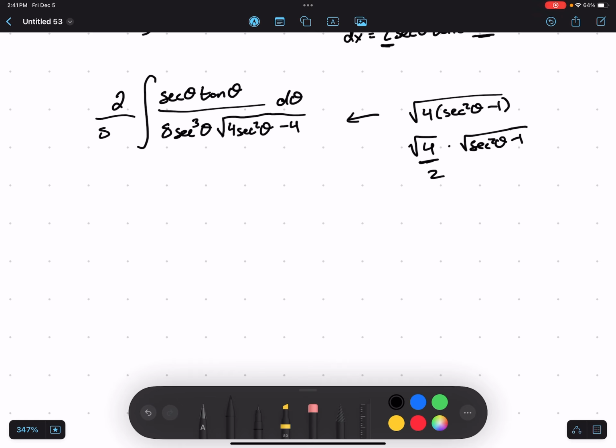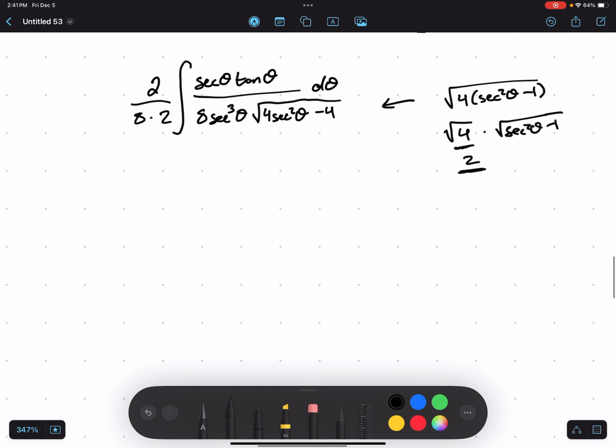So we'll pull this 8, and then we'll multiply it by that 2 that we got over here. And so what this really is, 2 cancels with that 2, that's just 1 over 8. So 1 over 8 times the integral of secant theta tangent theta over secant cubed theta.